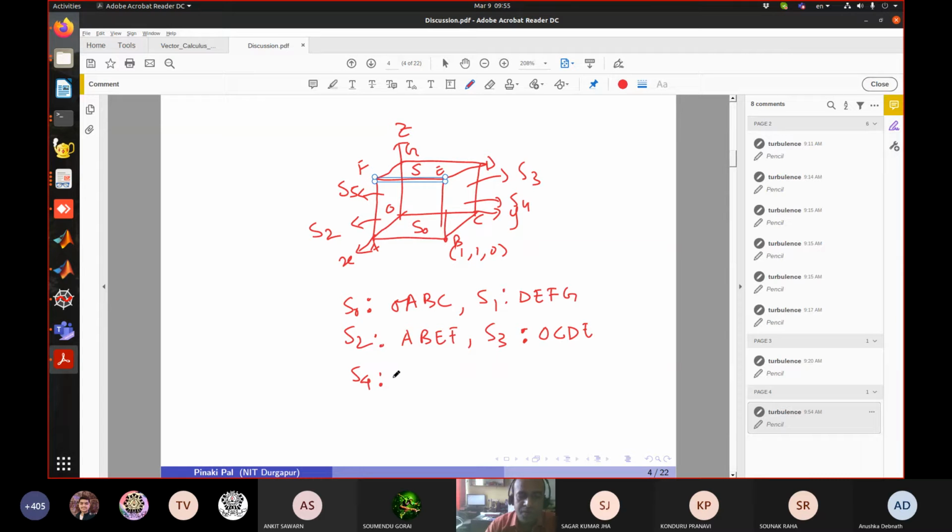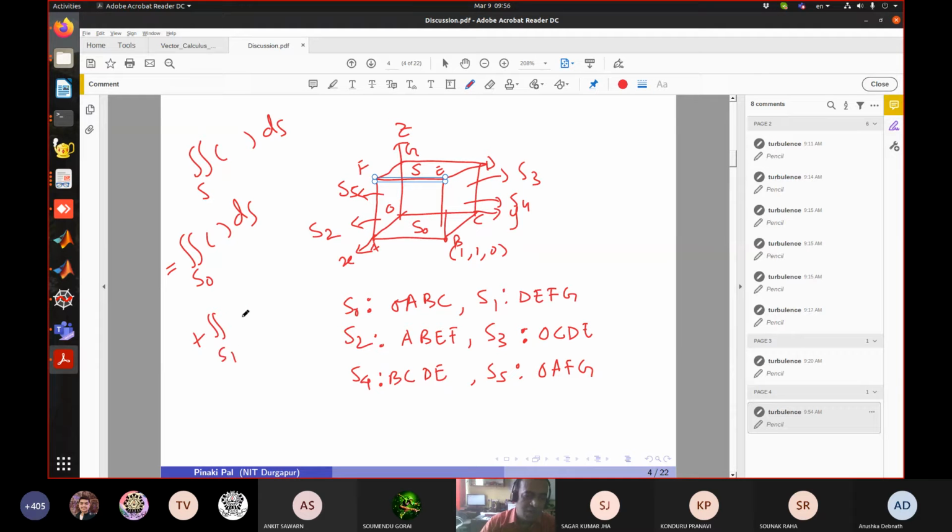So S4 is BCDE, and S5 is OAFG. Now the surface integral, whatever function is there, forget about it. Yes, so basic idea I am telling. This is your surface, the total closed surface bounding the unit cube, and that you divide into 6 parts. S0, this one ds plus S1, this up to S5.